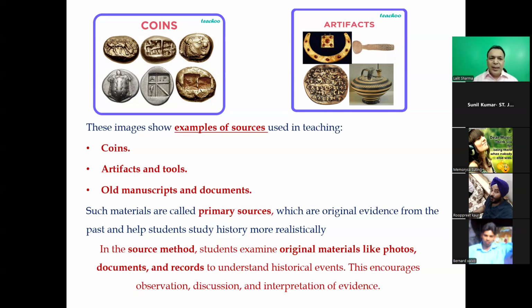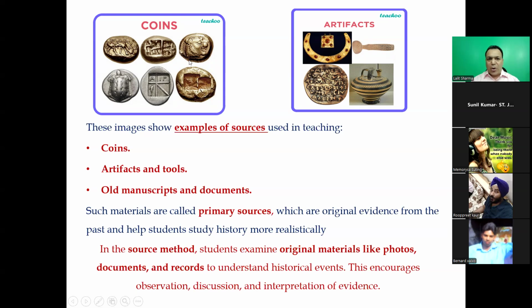Show them the images, show examples of sources used in teaching: coins, artifacts and tools. Artifacts होते हैं that are made by humans. Okay, old manuscripts and documents. ये देखो टीचिंग कहीं है, आपने हिस्ट्री के कोई सब्जेक्ट्स पढ़ाने हैं, right, तो show the real objects, right, उनको show जो main place है. Such materials are called the primary sources.